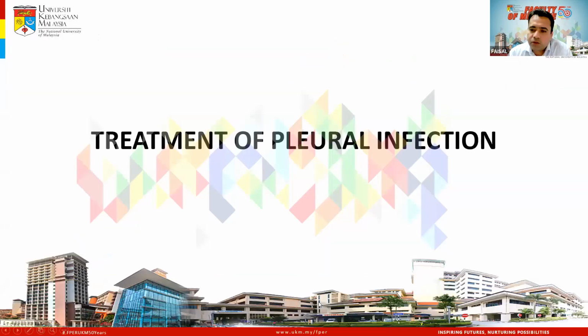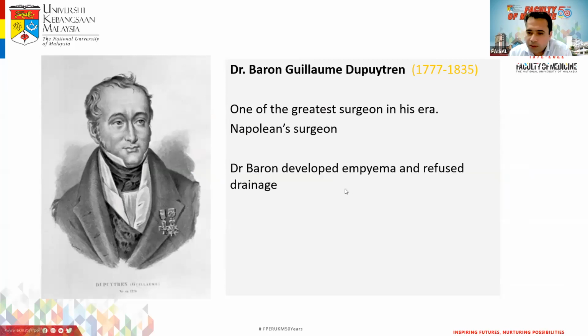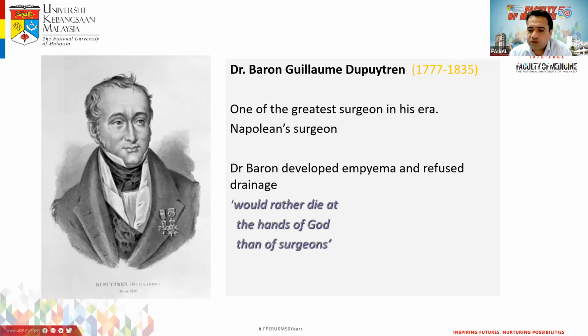I move on to treatment of pleural infection, and before that, let me start off with a bit of history. This is Baron Guillaume Dupuytren, famous for Dupuytren's contracture. He was one of the greatest surgeons of his era in France, and he was actually Napoleon's surgeon, as Napoleon was apparently suffering from hemorrhoids. Dr. Baron himself developed an empyema, but he refused drainage at the time. He told his colleagues he would rather die at the hands of God than the hands of a surgeon. Unfortunately, he died within 2 weeks because it was left untreated.